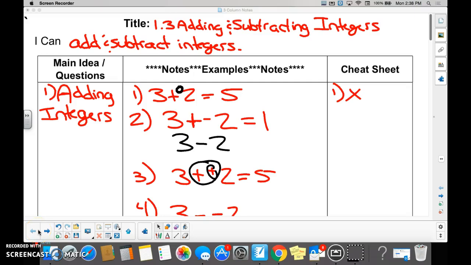Adding and subtracting integers. I can add and subtract integers. Thank you, Ava. Well done.